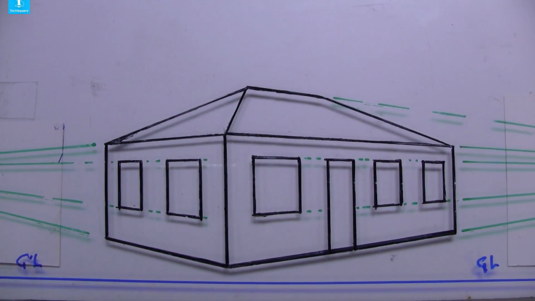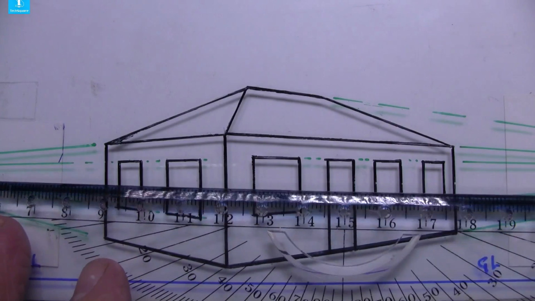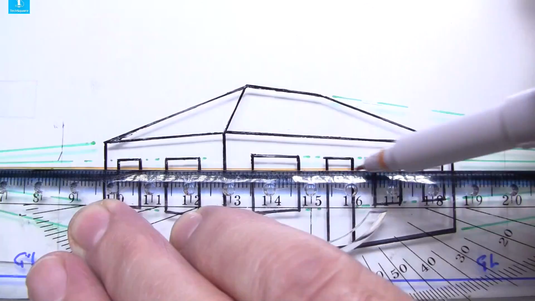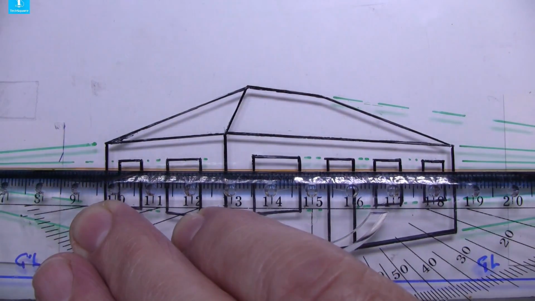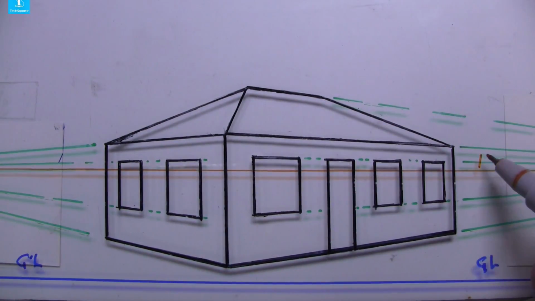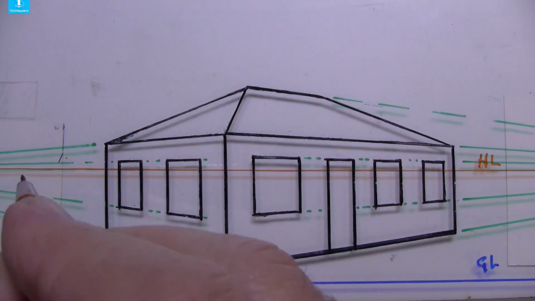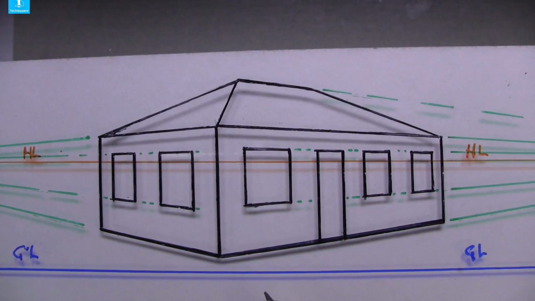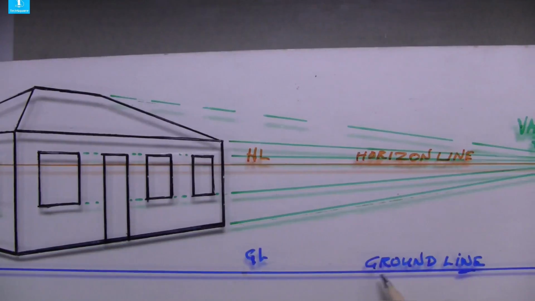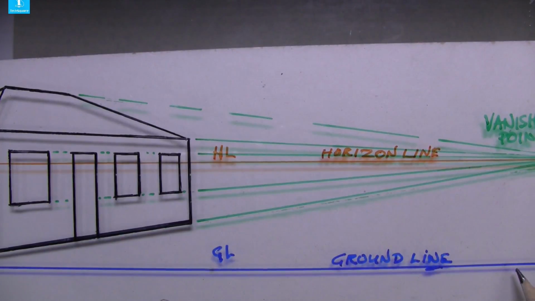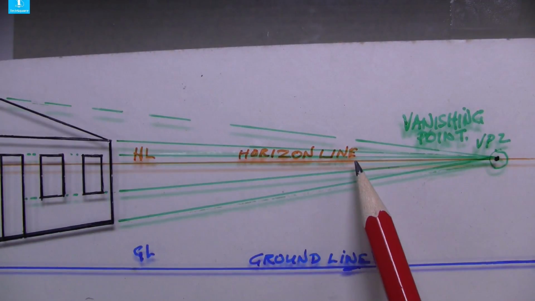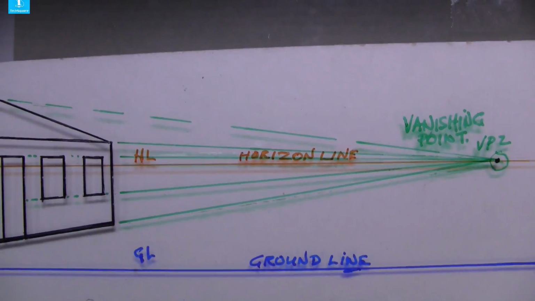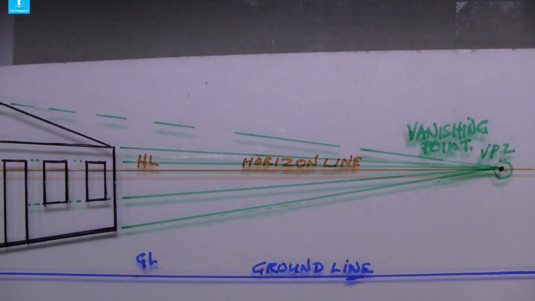So I have put a sheet of white paper behind the drawing so that we can see the drawing. I'm joining the vanishing point 1 to vanishing point 2, and that line there is called the horizon line. We just call it HL. The house is drawn there, and the line along the bottom is called the ground line. The horizon line is a line that's at eye level. The two vanishing points are on the horizon line.